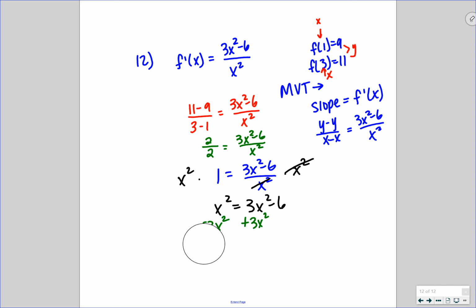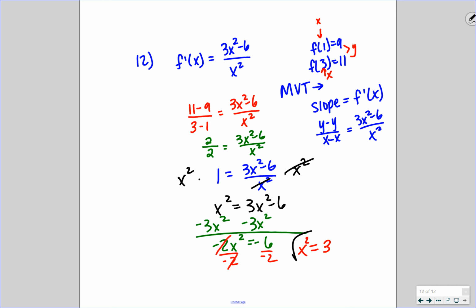Sorry. I'm going to subtract 3x squared from both sides. So I have negative 2x squared equals negative 6. Isolate the x squared by dividing by negative 2. x squared equals positive 3. Square root both sides. x equals square root of 3.